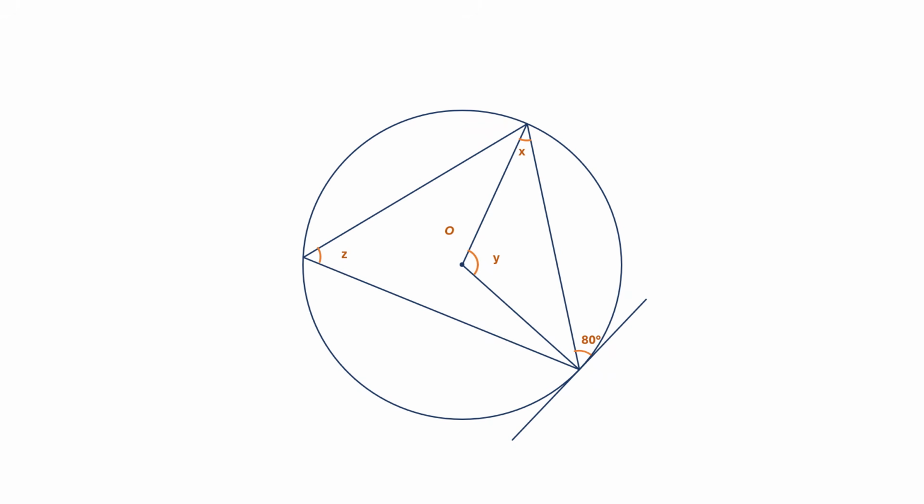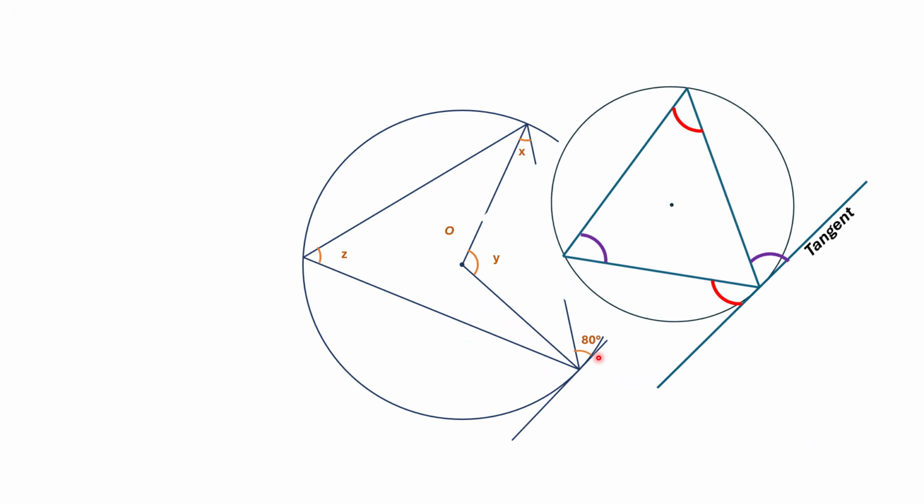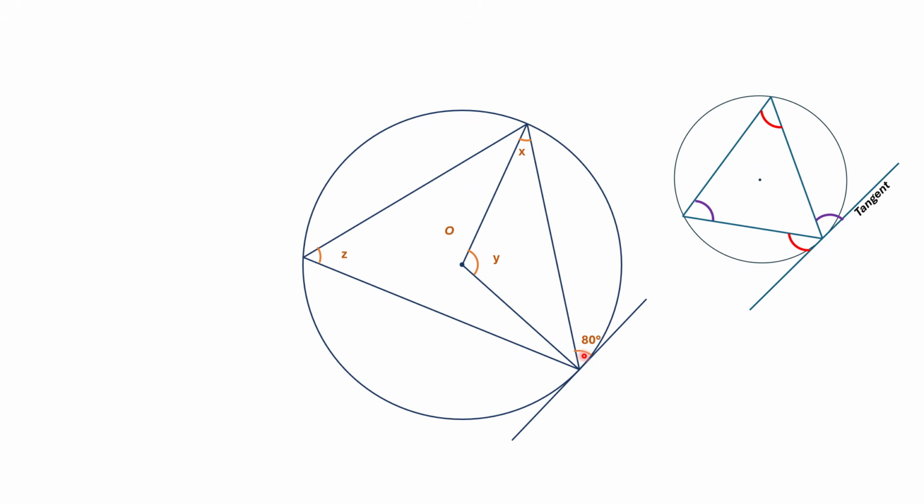Next, the question asks to find x, y, and z. First, I'll look at the alternate angle theorem. Let's compare it. The alternate angle theorem says if you have such a shape, this angle here is equal to this angle here. So if we compare this to this, this angle here is equal to this angle here. That means z is equal to 80 because of the alternate angle theorem.